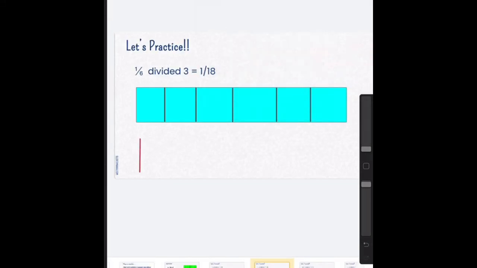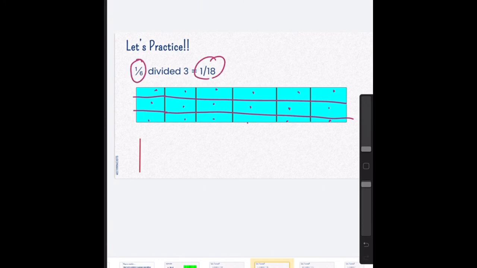Next one, 1/6 divided by 3. So here's my box. I've split it into 1/6. And now I need to take each box and split it into thirds. So 1, 2. I'm going to go just like this. That might be a little easier. So 1, 2, 3, up to 18. And remember, if I start with a unit fraction, I have to end with a unit fraction. So my unit fraction is 1/18.